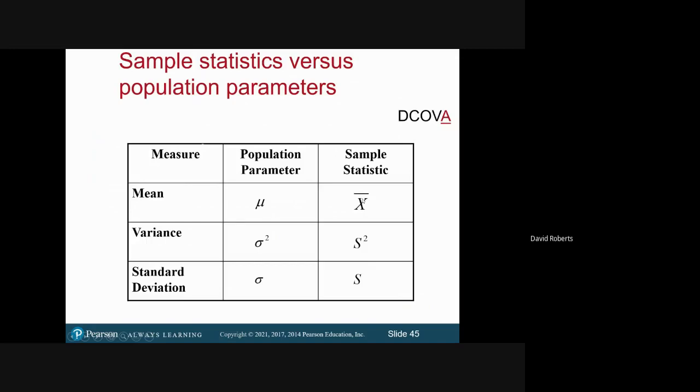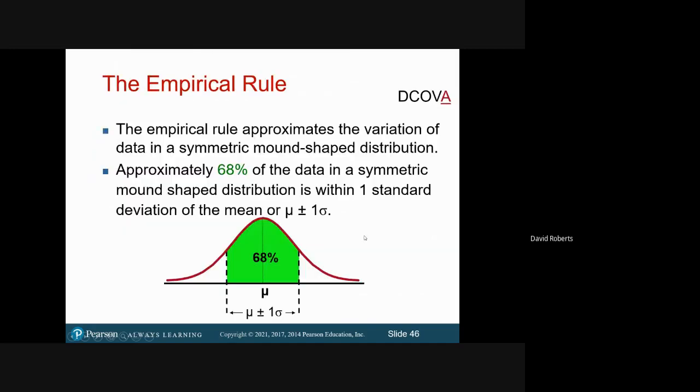X bar is the mean. Sigma squared is variance. Sigma or S is simply the standard deviation. So the ones on the right are more important than the ones on the left, but be careful that you know what the ones on the left represent. The empirical rule is something that we use for, as you can see, the symbols are populations, not samples, although as the sample gets larger, it gets closer to the population. We'll talk about that in an upcoming chapter.